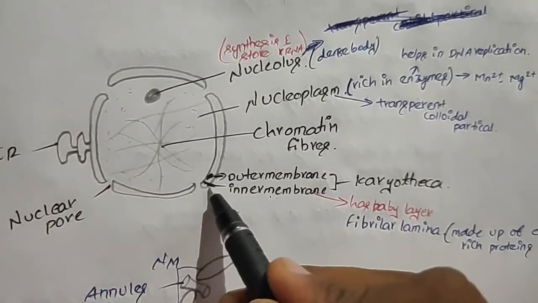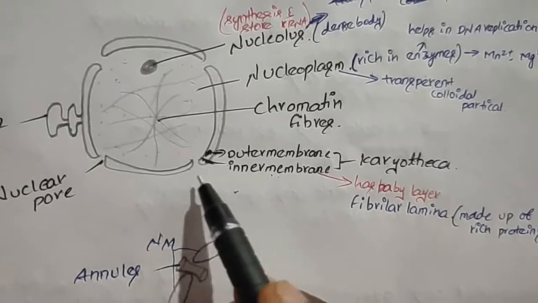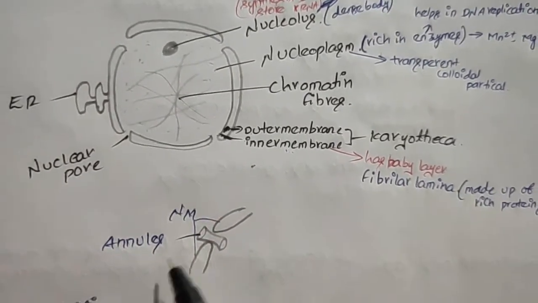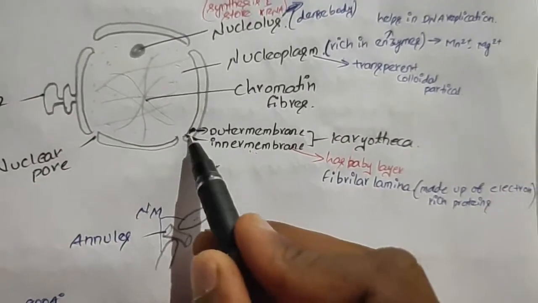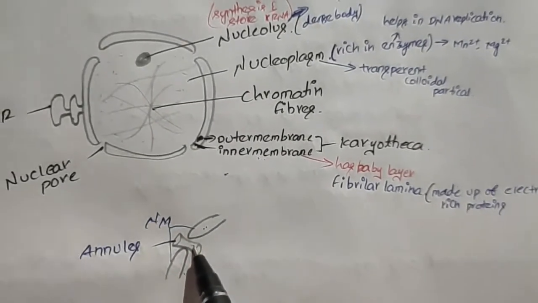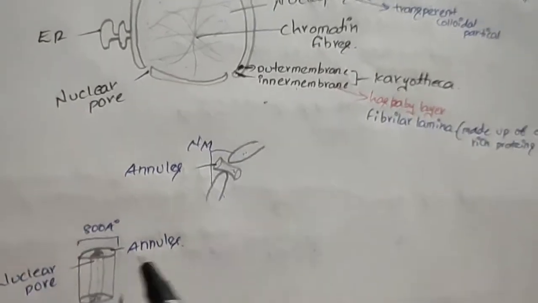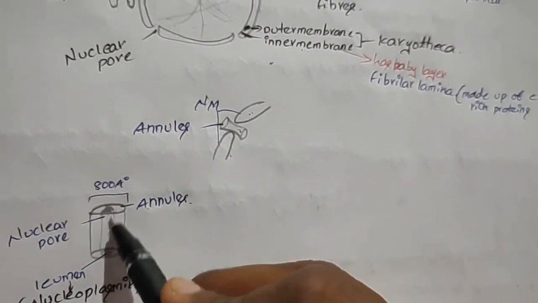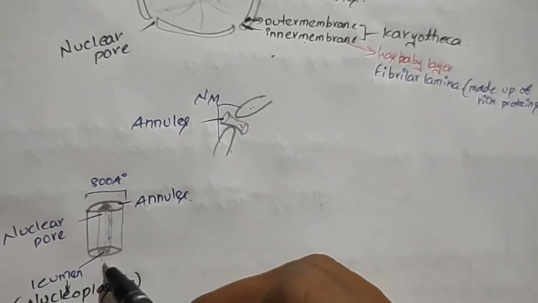And in between the two membranes is present a ring-like structure known as the annulus. Imagine this is one nuclear membrane, and this is the other nuclear membrane. In between these two is present a ring-like structure known as the annulus. This is the structure of the annulus. In this annulus is present an empty space known as the lumen. In this lumen, nucleoplasmin is present.